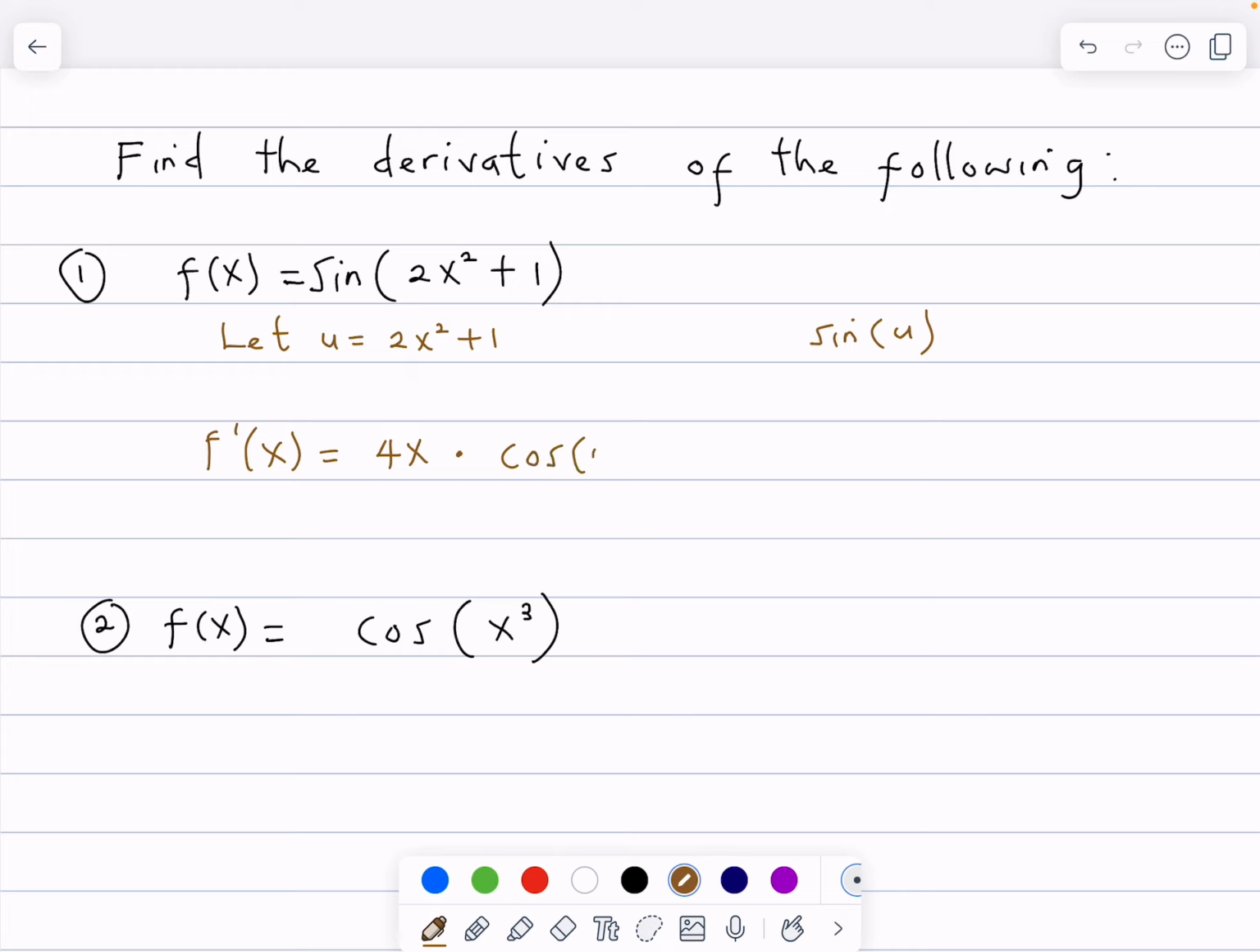The derivative of sine u is cos u. But in my original problem, there is no u there. What is u? u is 2x squared plus 1. So f prime of x is going to be 4x times cos, and anywhere I see u, I'll just write 2x squared plus 1. And that's the derivative. I hope this makes sense.